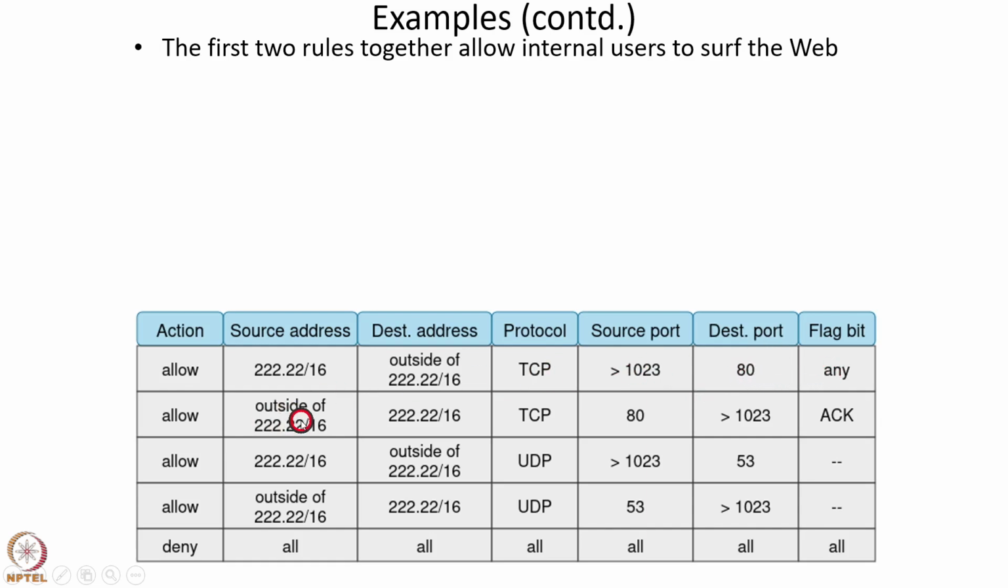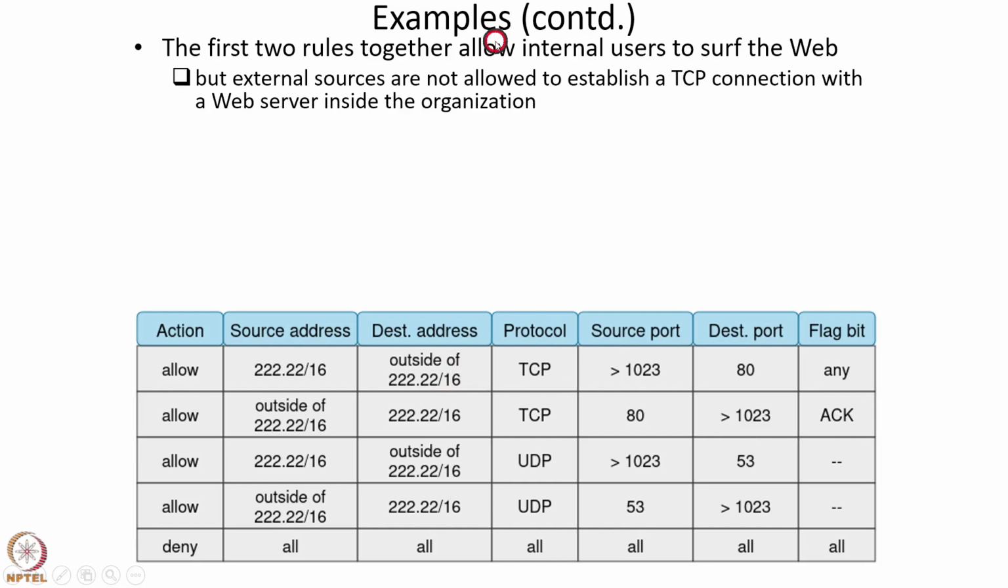And when the web server responds, the source address will be outside this list of prefixes, and the destination address will be of this form. The protocol will be TCP, the source port will be 80, that is HTTP, and the destination port will be greater than 1023. And the ACK bit will always be 1, because the session is initiated by the host inside the network. So whenever the web server responds, the ACK flag is always 1. So all such packets are allowed, and hence internal users are allowed to surf the web.